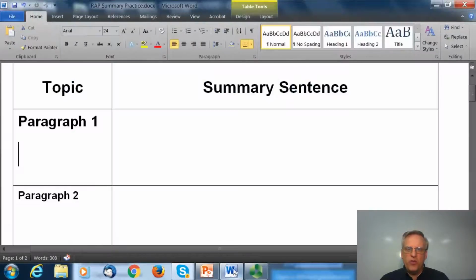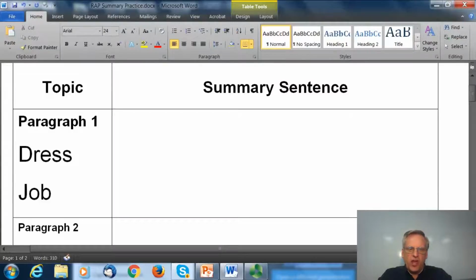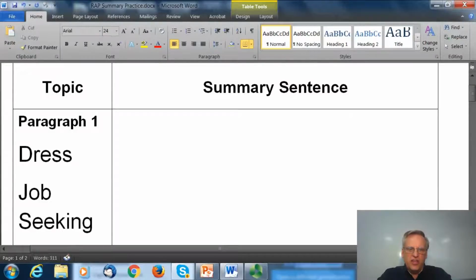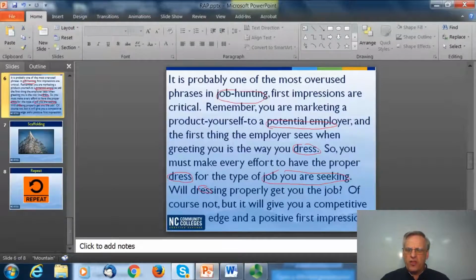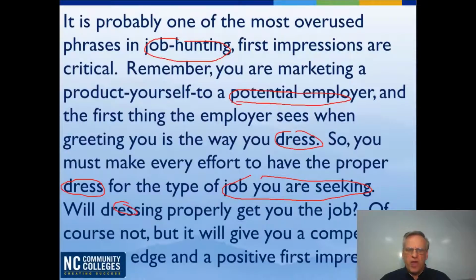So I'm going to move here to my sheet, and I've circled keywords, and essentially those are dress, and those are dress for job seeking. And that's really, I would have to say, my topic for this. How do you dress when you are job seeking, when you're going out and you're interviewing for jobs? And so now I've got my topic here. I'm really dressing for job hunting.